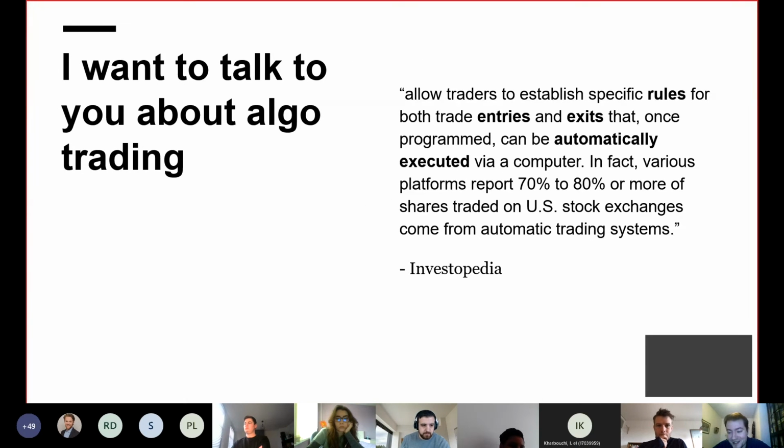So yeah, the topic today would be talking about algo trading. It's mainly to allow traders to establish specific rules for entries and exits that can automatically be executed with computers. A very, very nutshell type of definition there. But basically, 70-80% of trading nowadays is automated.